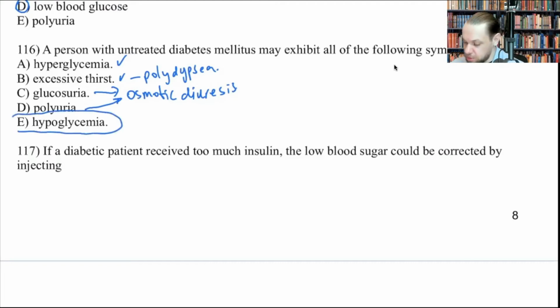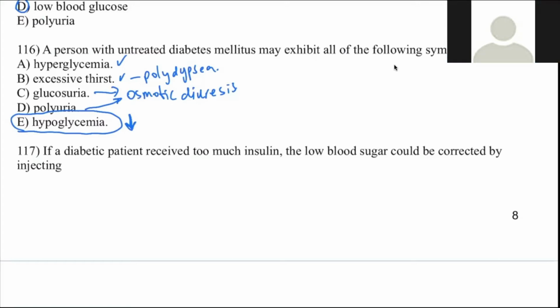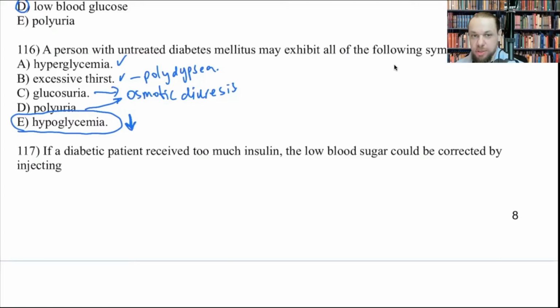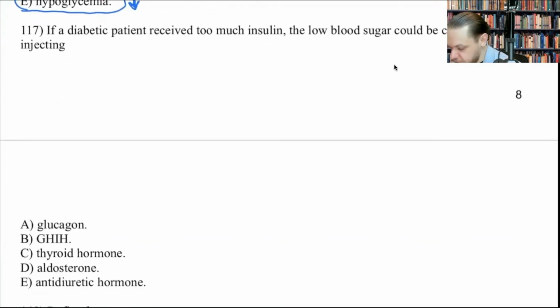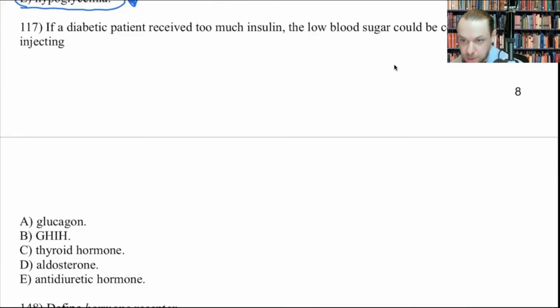Hypoglycemia is low sugar, and when do you see that? You usually see that when a diabetic person inappropriately took a lot of insulin and didn't eat, and so you will see a drop in their glucose level, hypoglycemia. But if they did not take the insulin, you will see all of these go up. All right. Any questions about this one? All right. 117, we are going to go with Kayla.